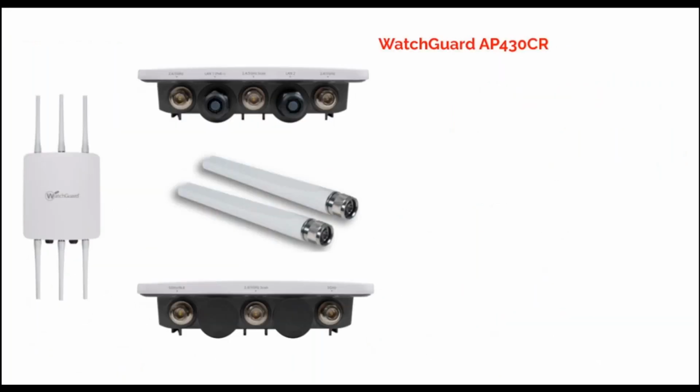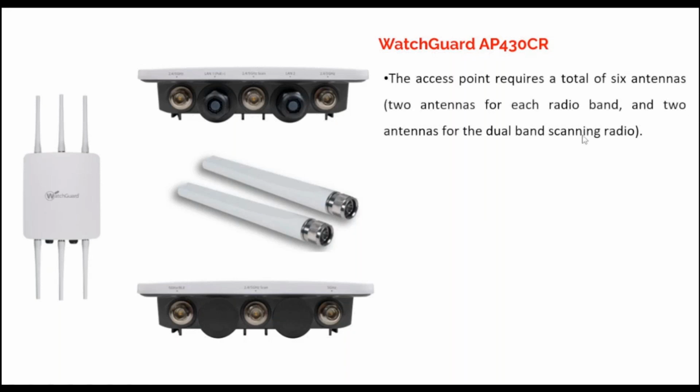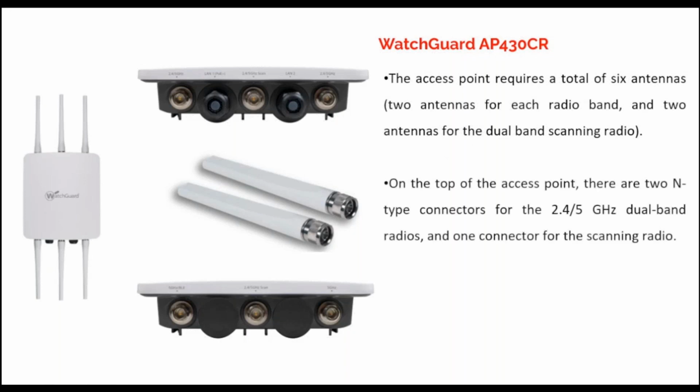One thing here also I want to bring to your attention is related to the model that we're going to use for the outdoor, which is the AP430CR. When you order, definitely you need to order the hardware as for any of the other access points. The extra one here is related to the antennas. So it requires 6 antennas: 2 antennas for each radio band and 2 antennas for the dual bands scanning radio.